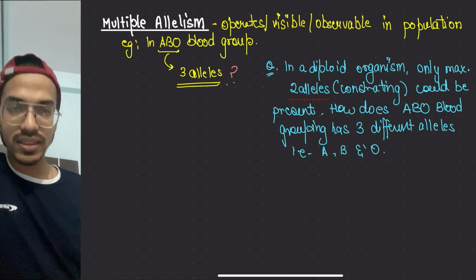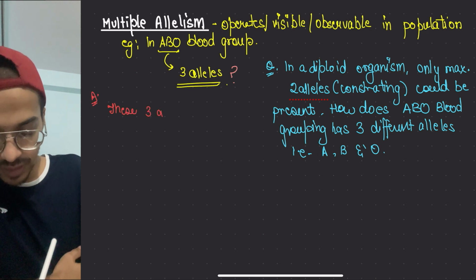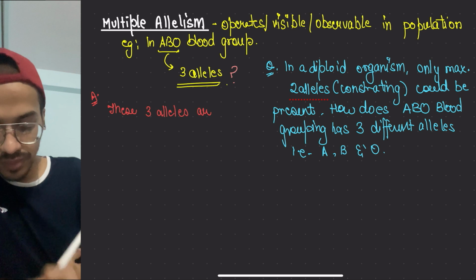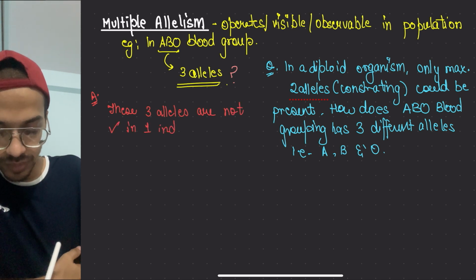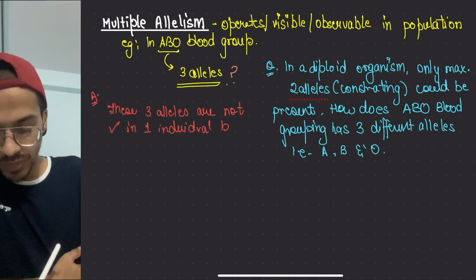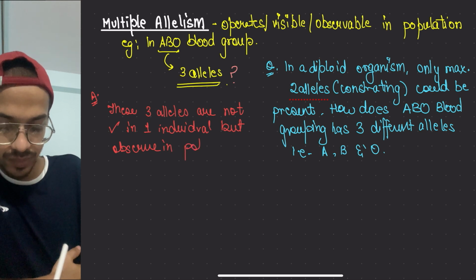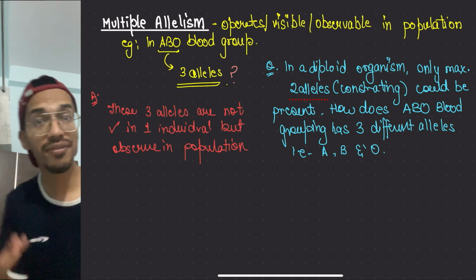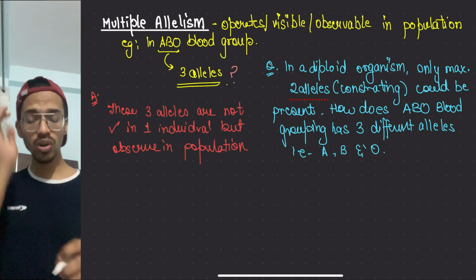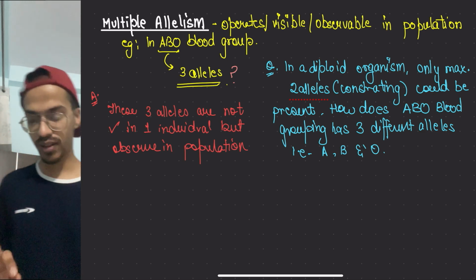So now the answer lies in this: these three alleles are not present in one individual, but are observed in the population. And the organisms which are able to show the Mendel effects or other things which we have studied till now, according to that inheritance pattern, they are showing its effect. Let's just see what is happening.